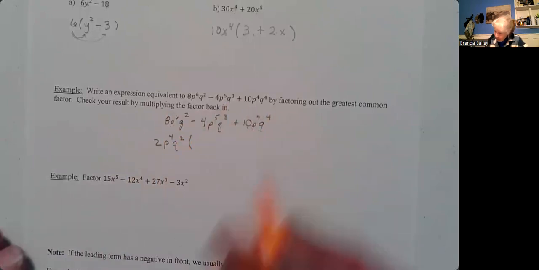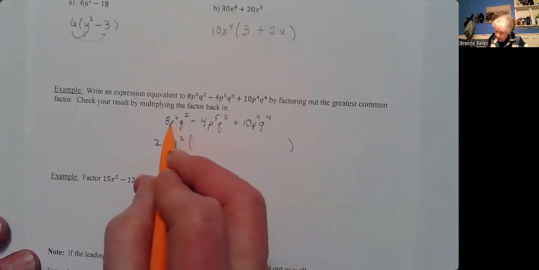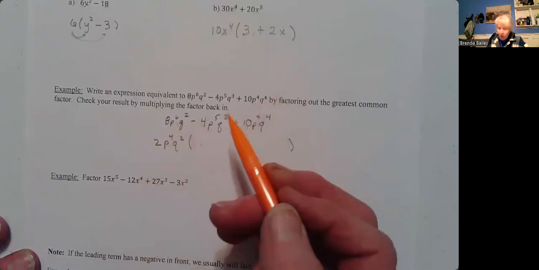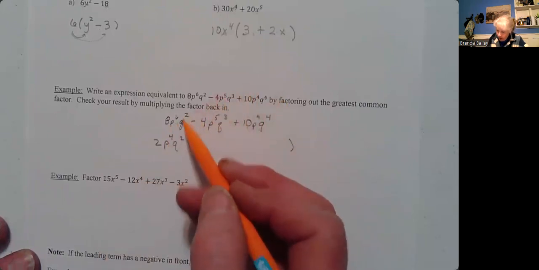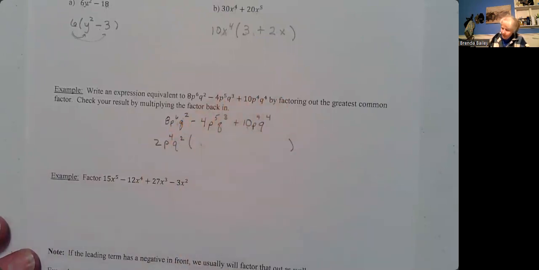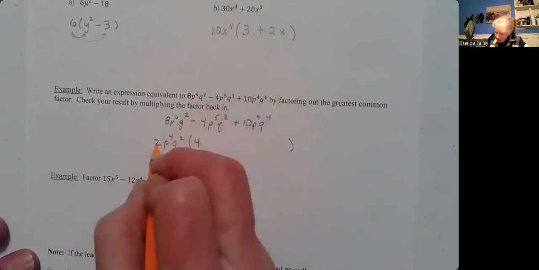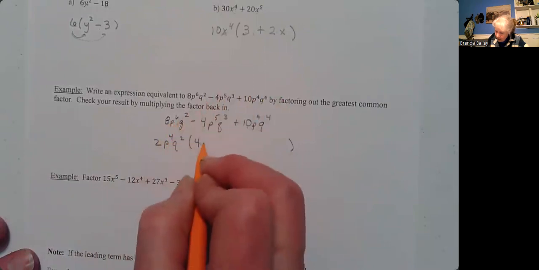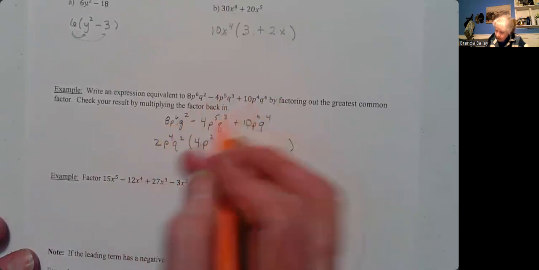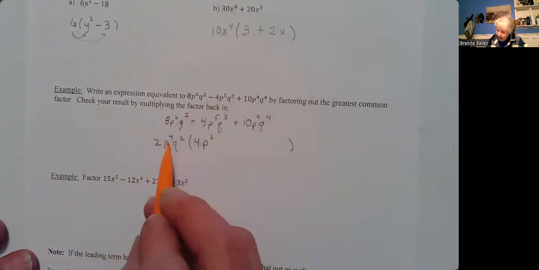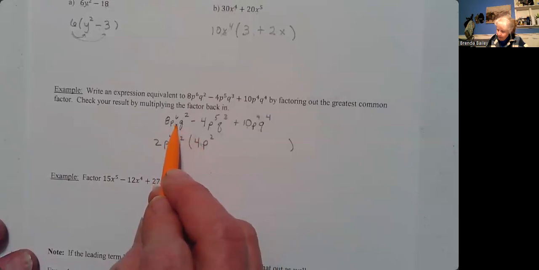So now we start asking ourselves, to get the first term, what do I multiply these two by to get this one? Or you can also look at division. If you take this divided by this, it'll tell you what you multiply by. But 2 times 4 is 8. I have p to the 4th, but I need p to the 6th. So I need 2 more. Q squared, that's it. This times this gives you this right here.